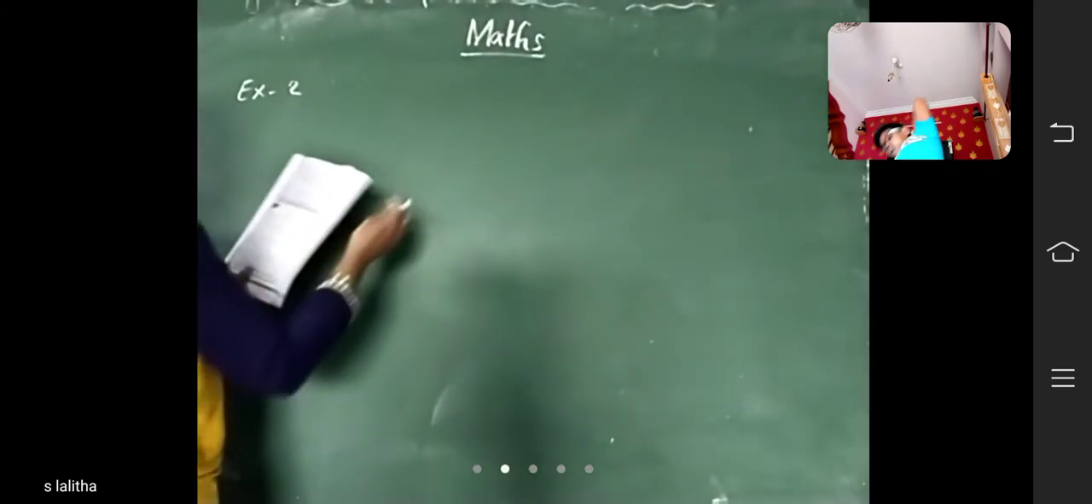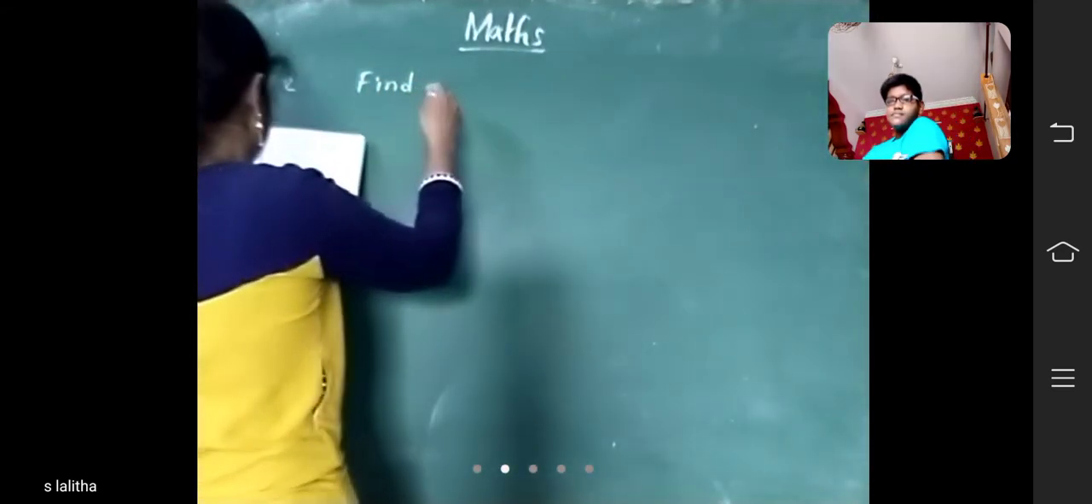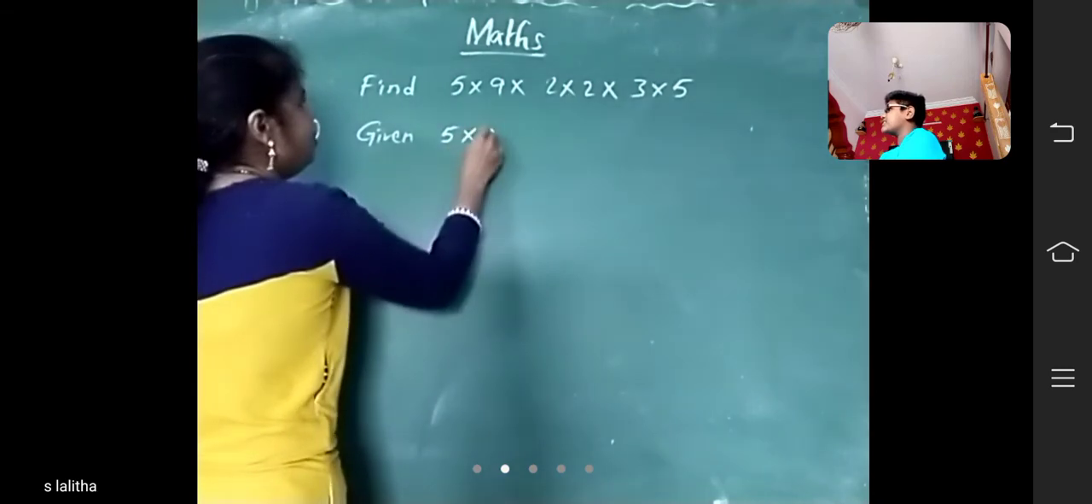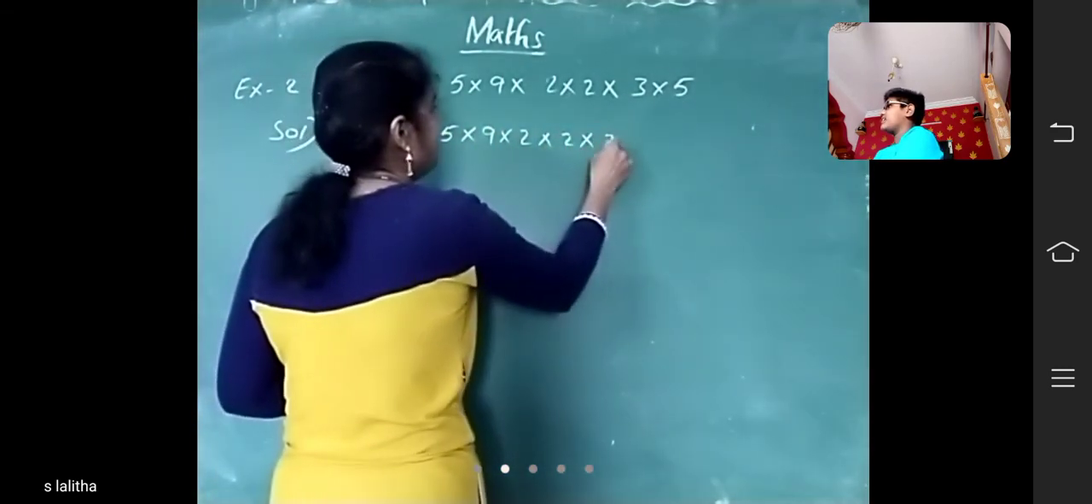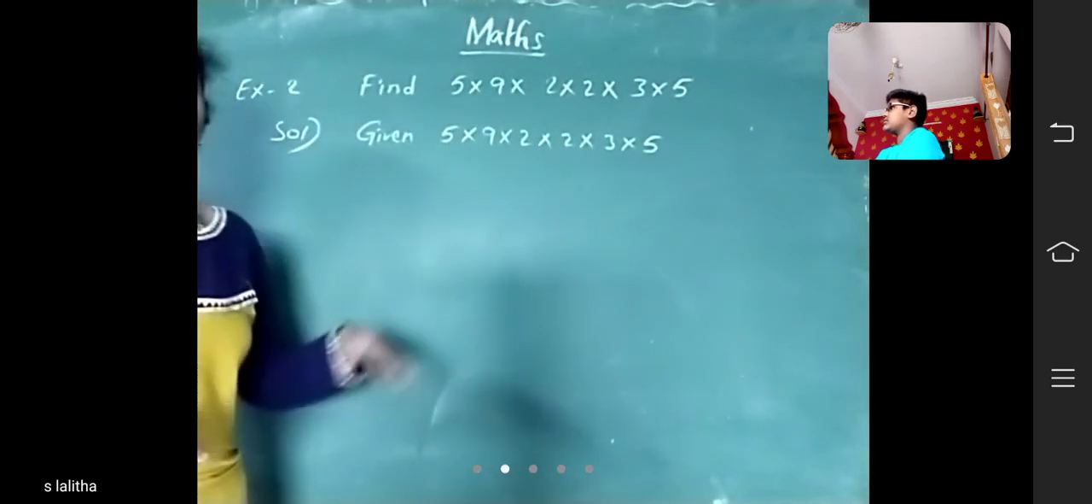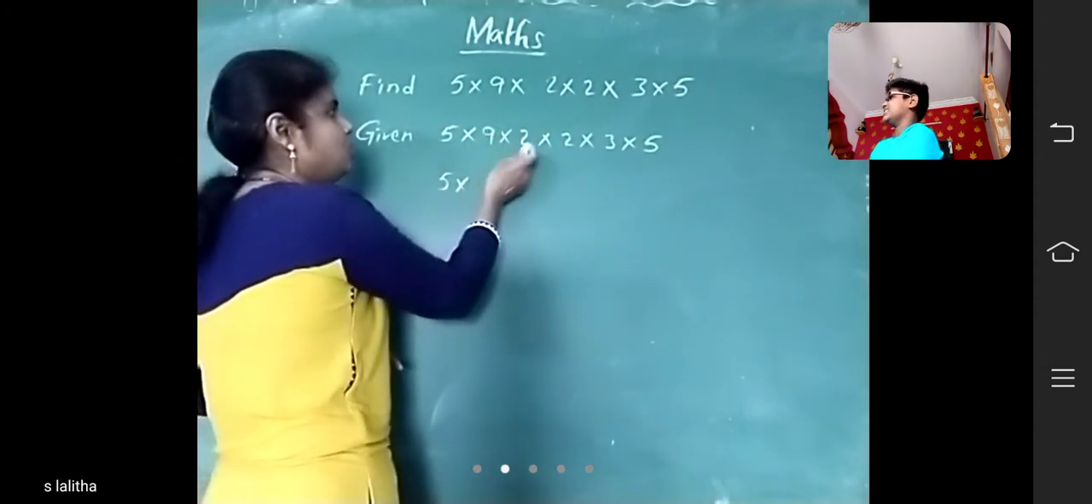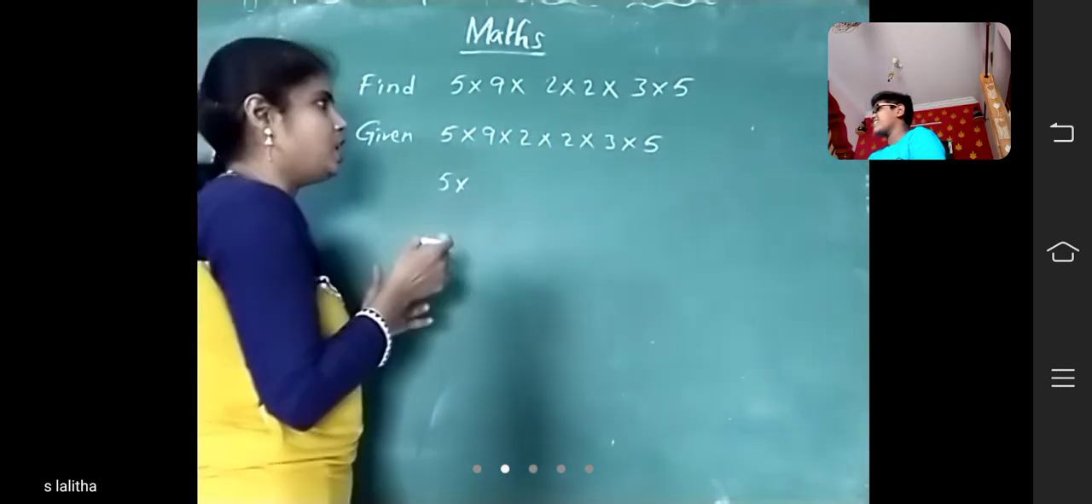Next, example 2. Look here, children. Find 5 into 9 into 2 into 2 into 3 into 5. So how can you do this? By using properties. Given 5 into 9 into 2 into 2 into 3 into 5. Now by using properties you have to solve this one. Look here, 5 into, here 2 is there now. I am moving this 2 to here and 9 to here. I am just changing the order only.